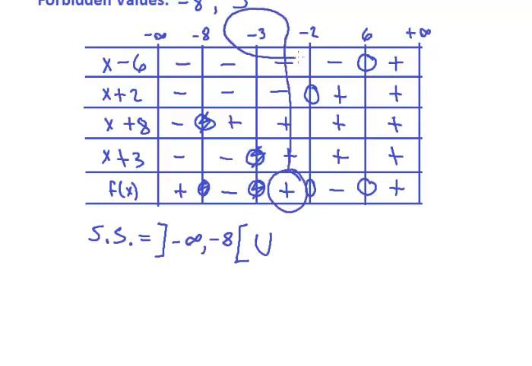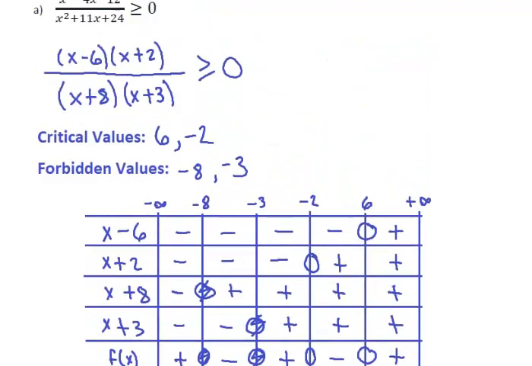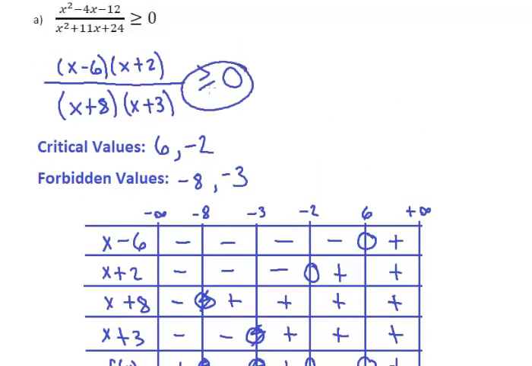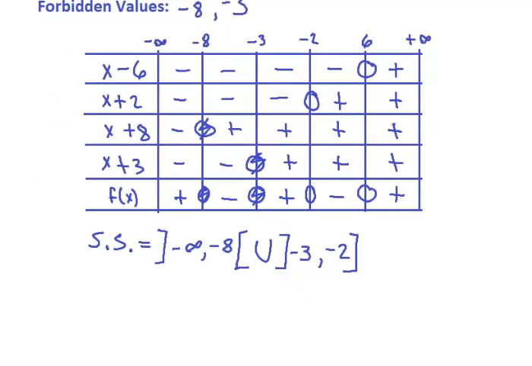It's between minus 3 and minus 2. So minus 3 open because it's a forbidden value. And minus 2 is going to be closed. Why? Because the extra mark tells me I close where I get zeros. If there were no extra mark, I'm going to leave everything open.